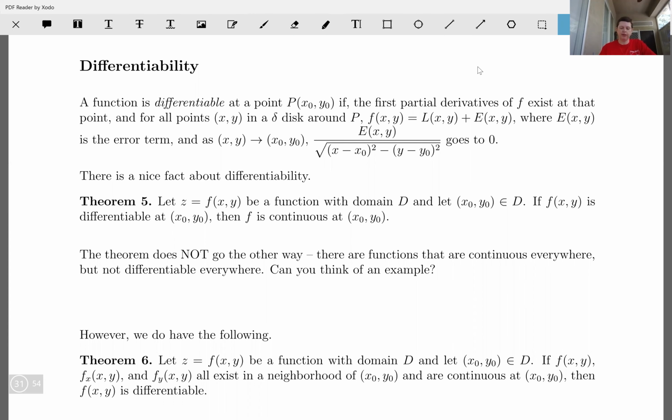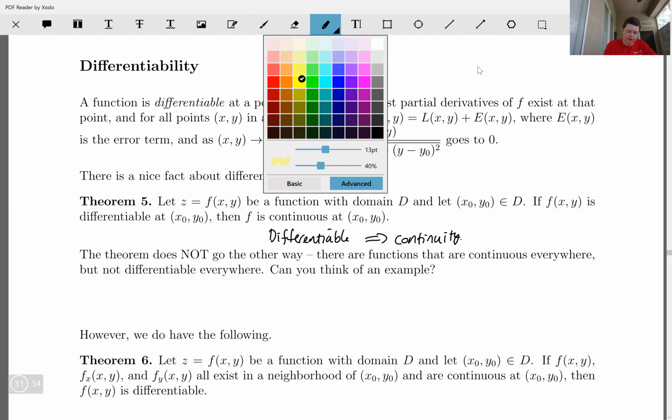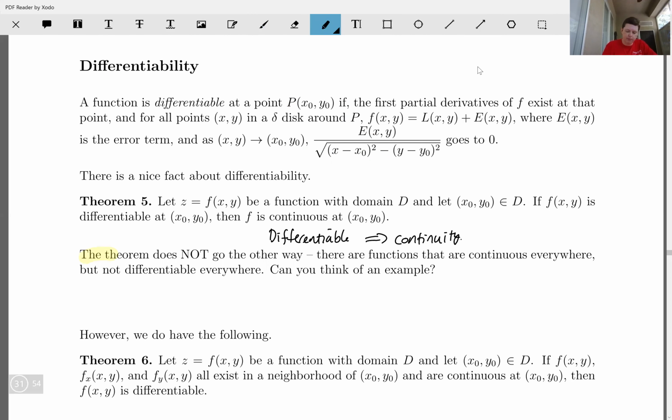Suppose z equals f of x, y is a function with domain capital D, and let x sub zero, y sub zero be a point in that domain. If f of x, y is differentiable at x sub zero, y sub zero, then f is continuous at x sub zero, y sub zero. So this is telling us that differentiable implies continuity. The theorem does not go the other way. Okay, so this is really important.